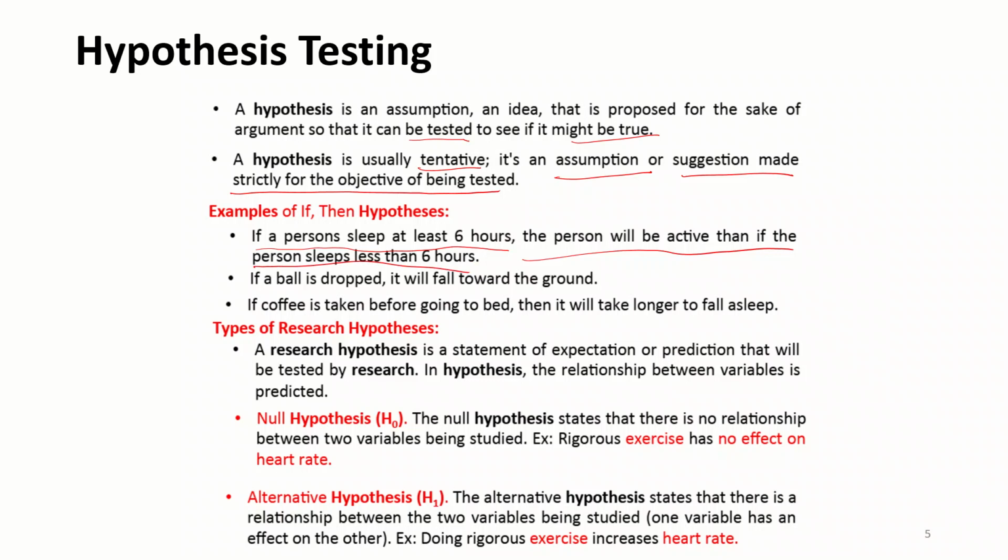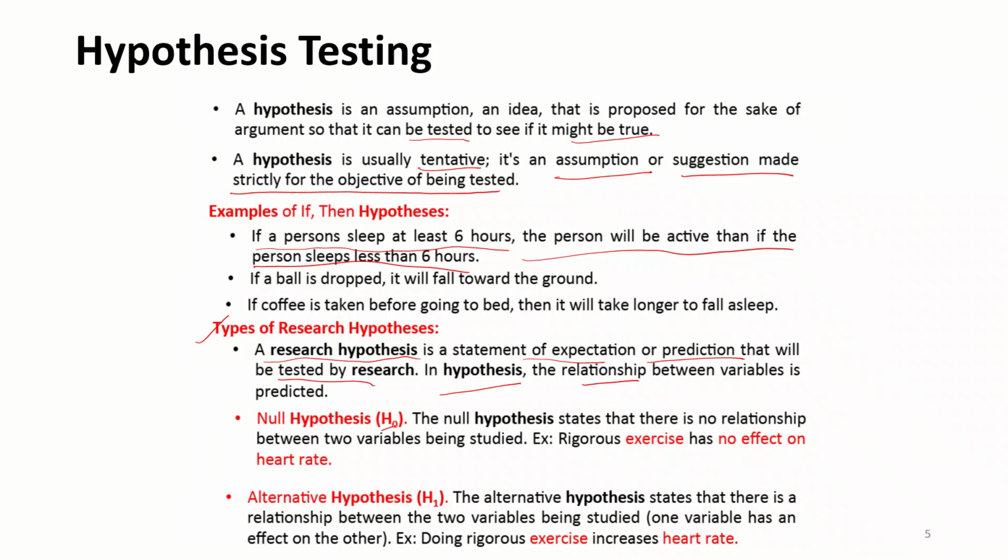Then we have different types of research hypothesis. A research hypothesis is a statement of expectation or prediction that will be tested by research. In a hypothesis, the relationship between variables is predicted. So we have seen this over the first two weeks of our course. Then we have another called the null hypothesis.